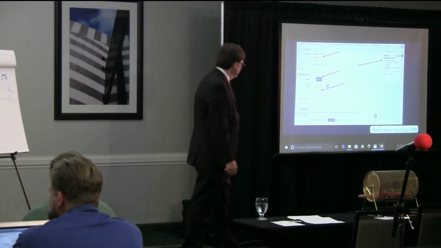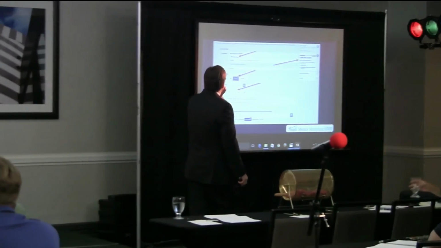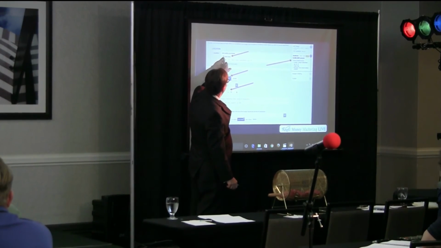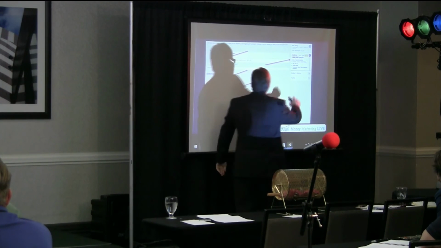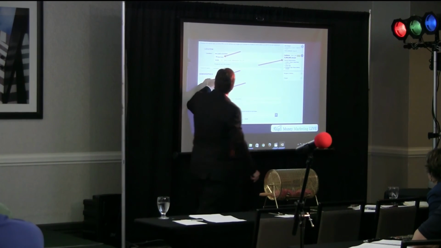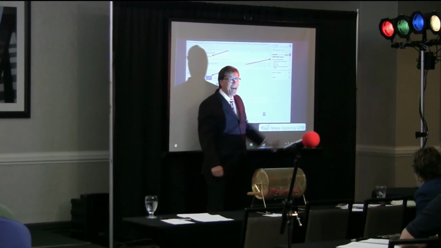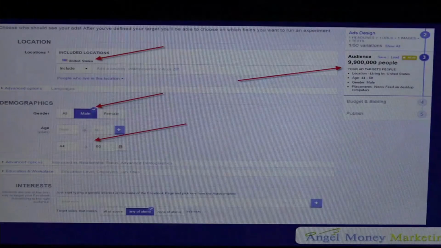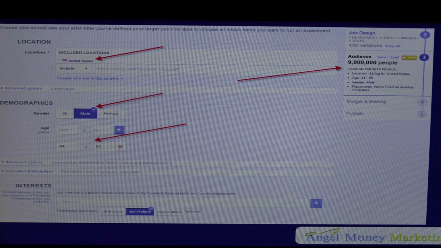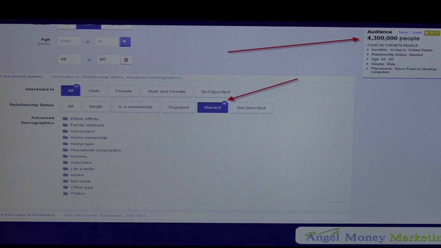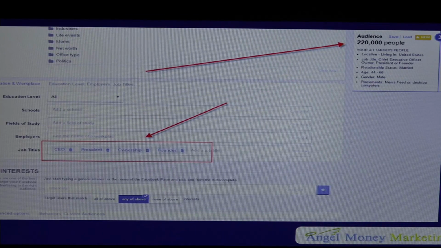Let me show you. So this is the Facebook Advertising Manager. I first log in. I say, I want to advertise to the United States. I want to advertise to males, age 44 to 60. And Facebook says, oh, we've got 9.9 million people that fit those demographics. I say, that's a little too big, a little too broad. So then I say, now I want them to be married. That dropped it to 4.3 million people. Then I say, I want them to have a job title: CEO, president, owner, or founder. It dropped down to 220,000 people.